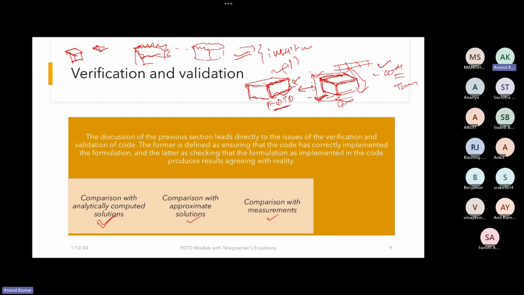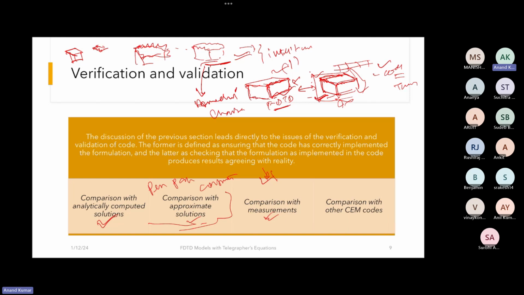The next could be comparison with measurement. This is a little drastic from these two things, because those are done using pen and paper and computer. Once you are satisfied with this, one thing you can do is fabricate your device, measure it in an anechoic chamber, and then see if the simulation results match with the measurement results. If they have correlation, it's all right. But if they do not match, then there's definitely something wrong with the simulation results.